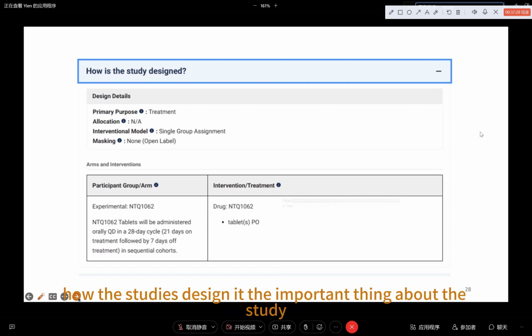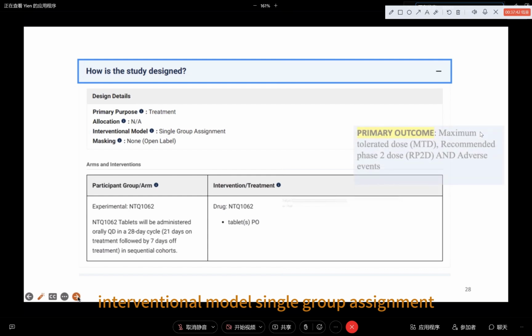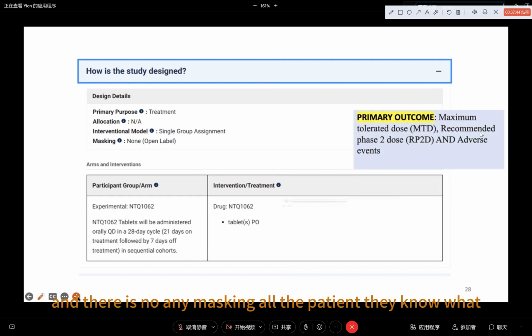The important thing about the study we are reading about is the study design. First, this study is about treatment, as I mentioned, and there's no allocation because it's single arm, an interventional model, a single group assignment, and there's no masking. All the patients know what they will get as an intervention.